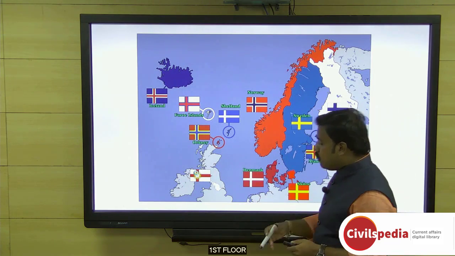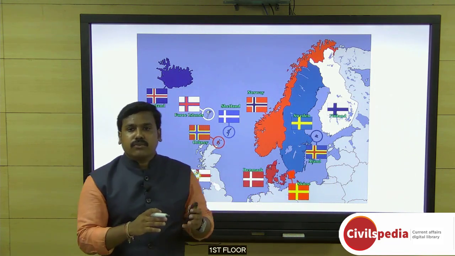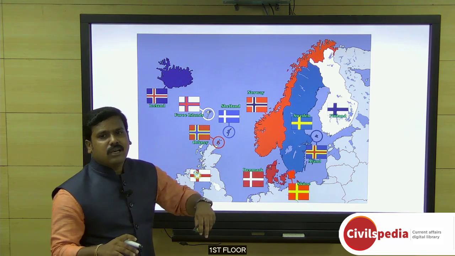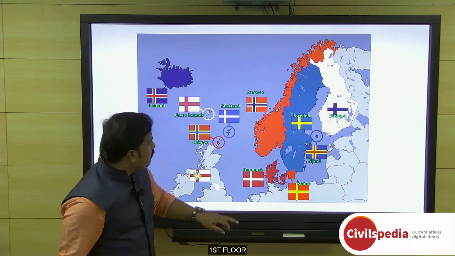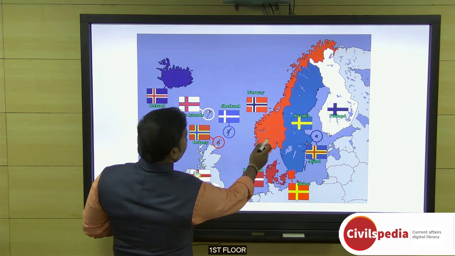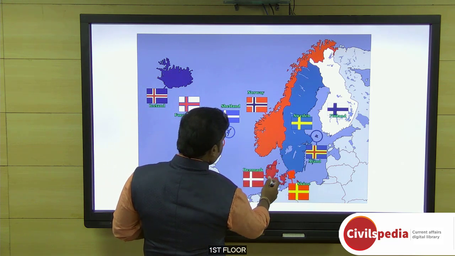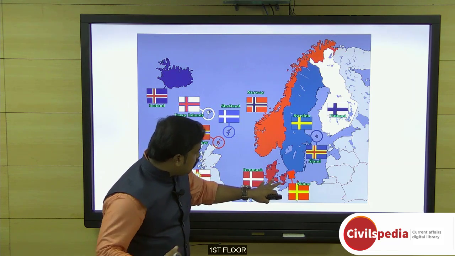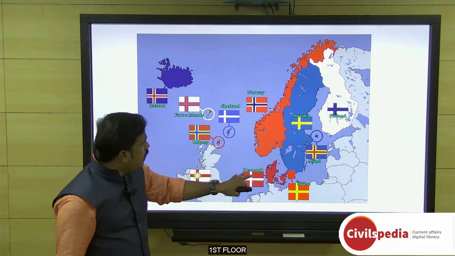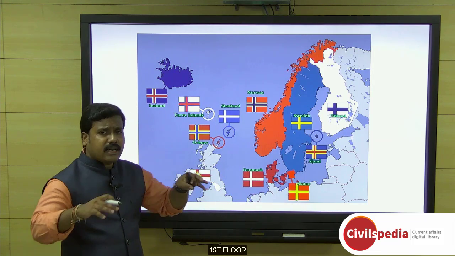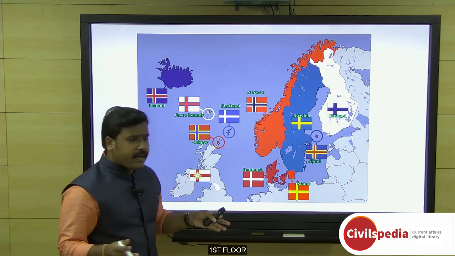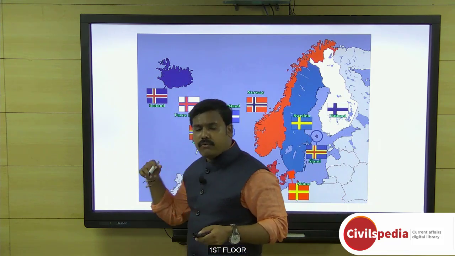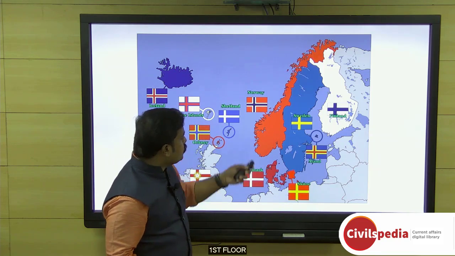Next, coming to which groups Sweden is part of. One is the Nordic countries. Another is known as Scandinavian, right? Scandinavian countries are Norway, Sweden, and Denmark. They are called Scandinavian countries because of their German connection. Nordic countries is a much bigger Northern Europe grouping. It includes Finland, Iceland, the Faroe Islands, which come under Denmark, and Greenland also.